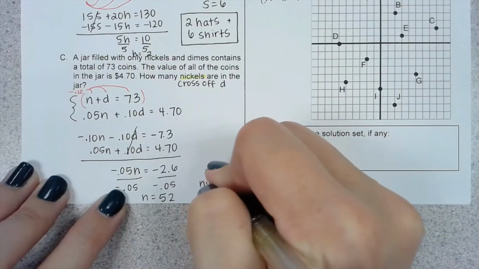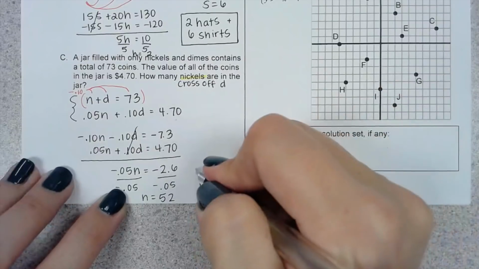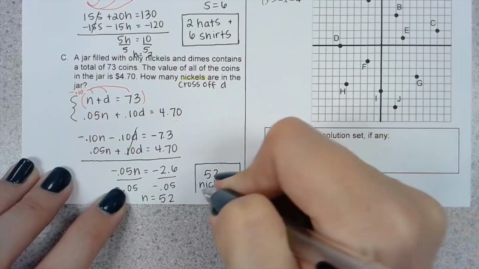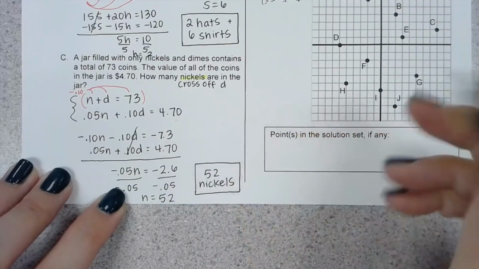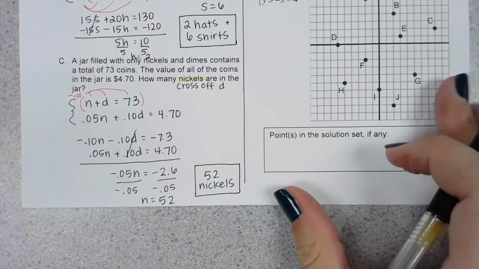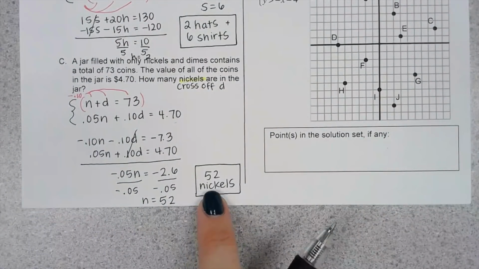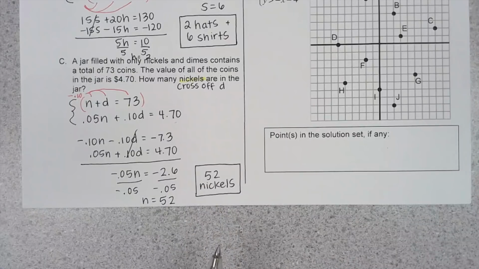There's 52 nickels. If you did this question differently and you solved for dimes first, that's fine. You can solve for dimes first, but you would just want to notice that you would need to plug it back in to solve for nickels, and then for your answer for this one, you would just give the answer for nickels.